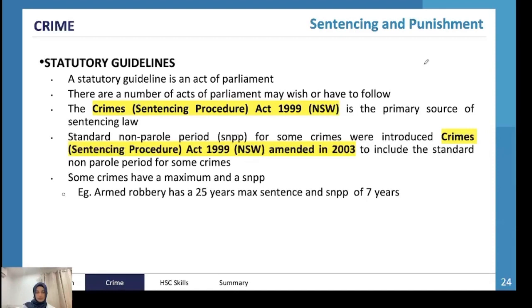So a non-parole period is this: let's say you have a 10-year sentence that you're serving out, and you may have a non-parole period of 7 years. In those 7 years, you cannot apply to be released under observation or just be released from prison and have something else that you can do, for example, home monitoring. However, after those 7 years, you have your parole period, which you can apply for. So some crimes have a maximum and a standard non-parole period. Armed robbery has a 25 years maximum sentence with a standard non-parole period of 7 years.